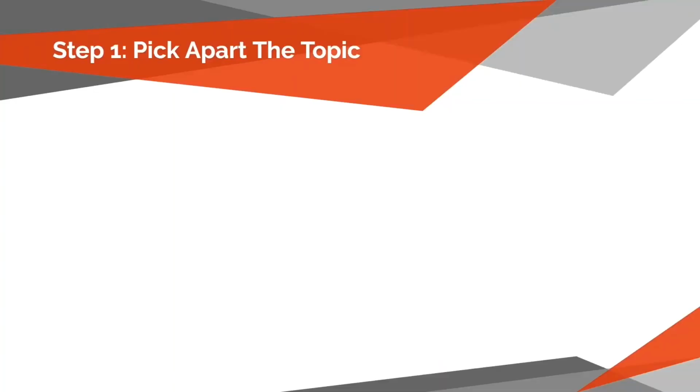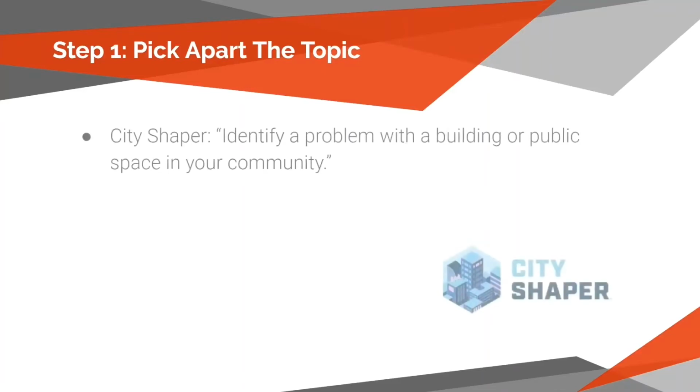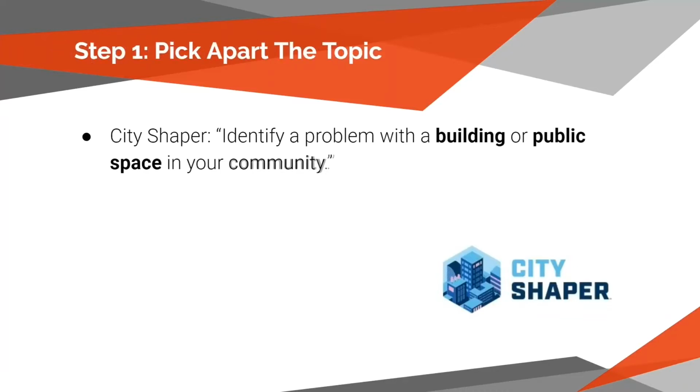Step 1 is to pick apart the topic. As a recap, the problem statement for City Shaper was identify a problem with a building or public space in your community. Again, City Shaper is just an example from the 2019 to 2020 season. Just like we picked apart the topic when identifying the problem, we're going to do it again. So first, you want to underline the keywords that define the theme. In this problem statement, we underline the words building, public space, and community. And now that we've picked apart the keywords, you need to ask yourself, what do these three terms mean?